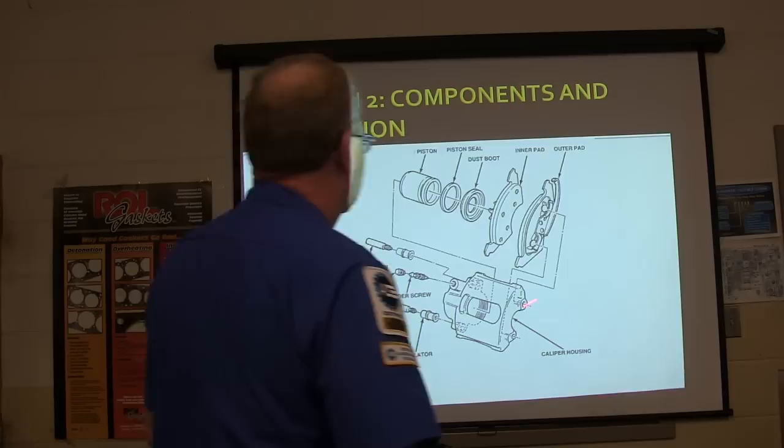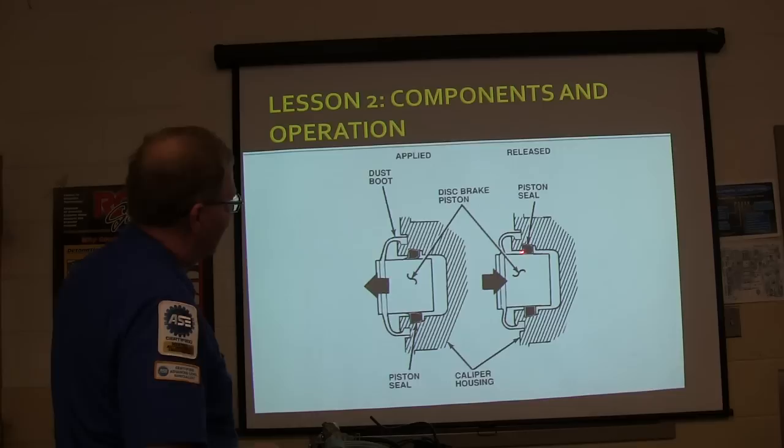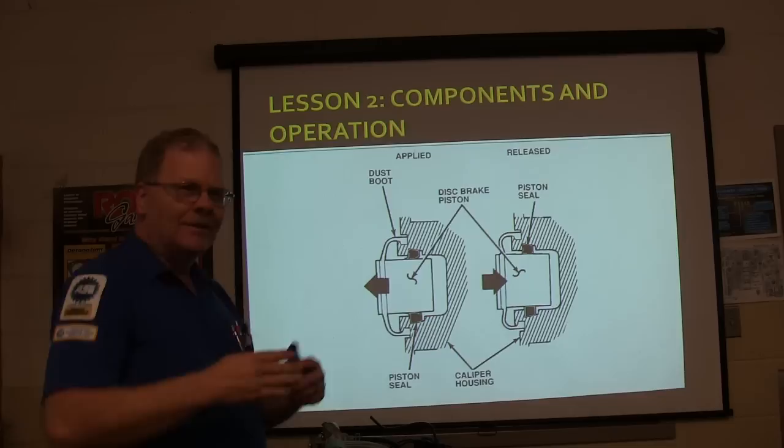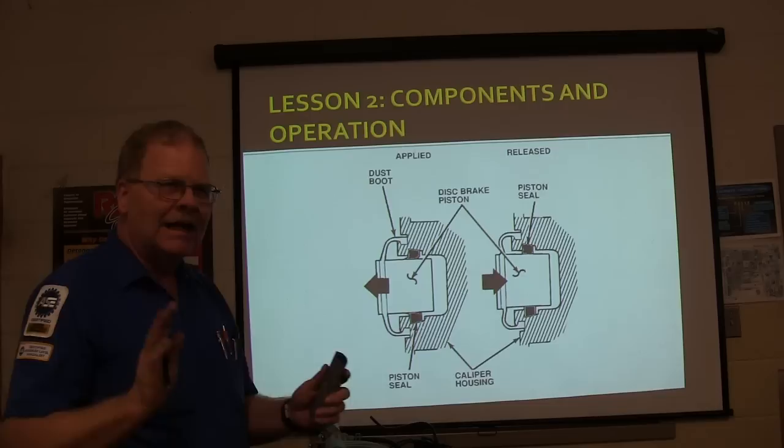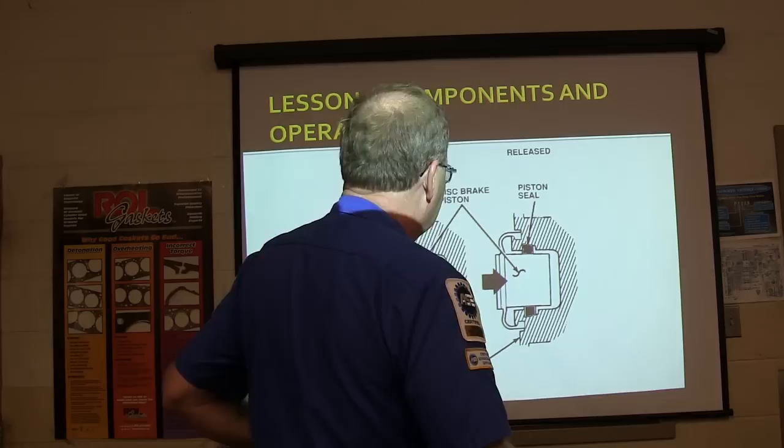This caliper's got a float. Now look at that seal. This is something I didn't tell you guys before. See how whenever you're applying the brake, that square seal distorts? And when you release the brake, that seal acts like a spring. There may be something on your final about this, so don't diss me on that.